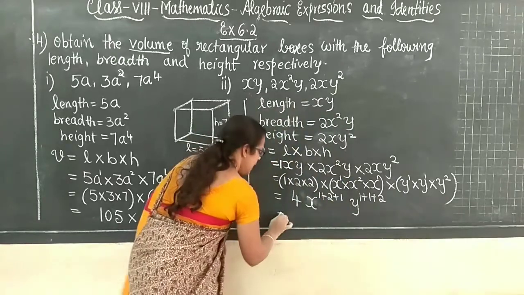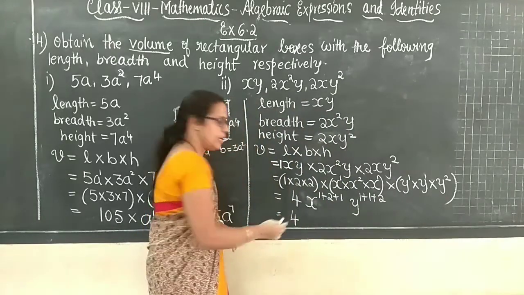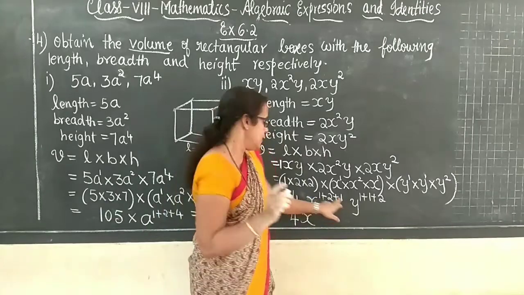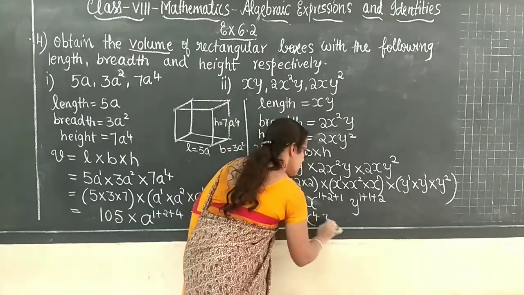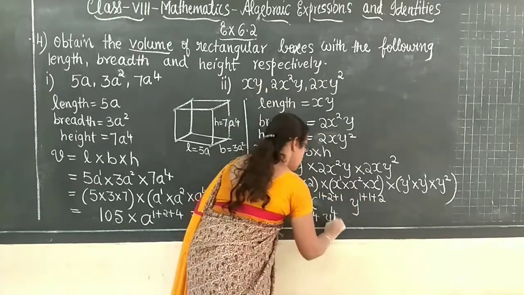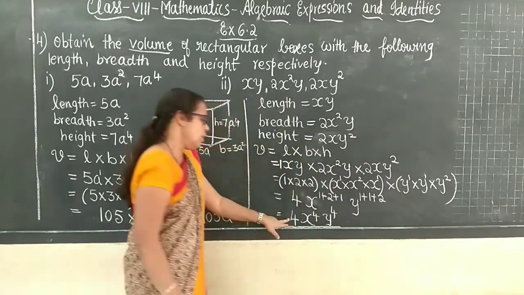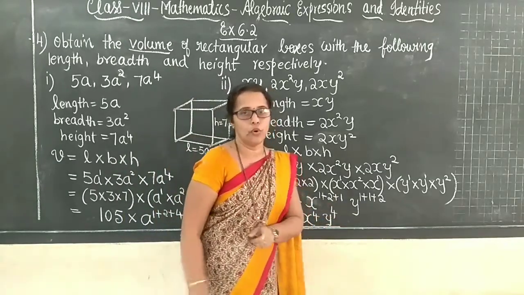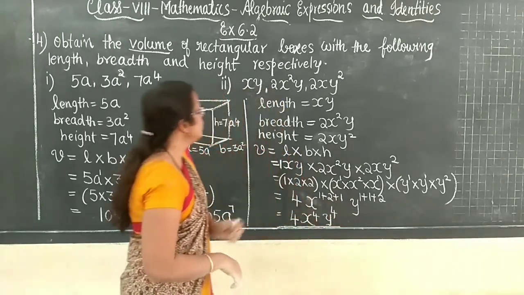Okay, so now the next step is 4, write as it is. x to the power of 2 plus 1 is 3, 3 plus 1 is 4. Then y to the power of 2 plus 1 is 3, 3 plus 1 is 4. So what is the final answer? 4 x to the power 4 into y to the power 4. So that's all about this problem.